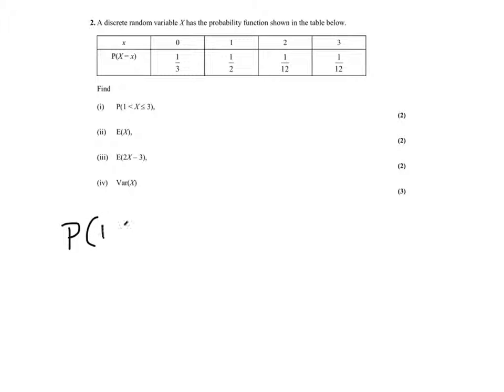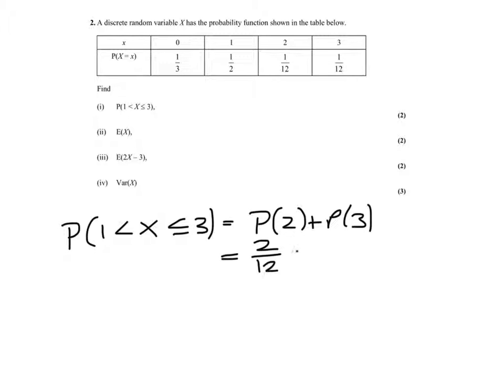Probability 1 is less than x is less than or equal to 3. We need to be careful here. That means we want the probability of 2 plus the probability of 3. Adding those together, we get 2/12, which is 1/6.